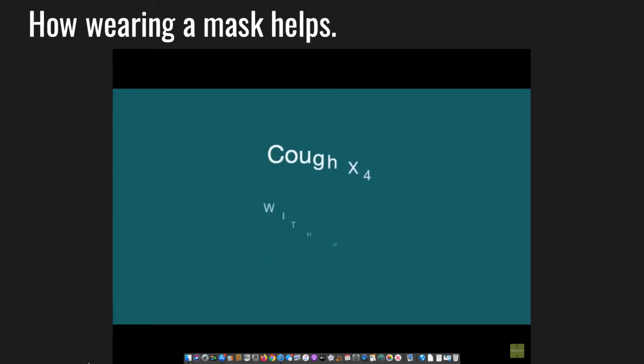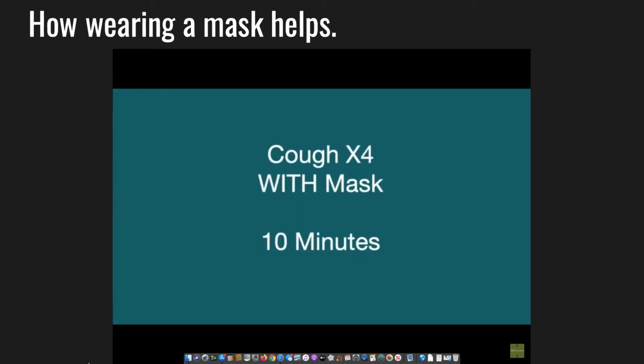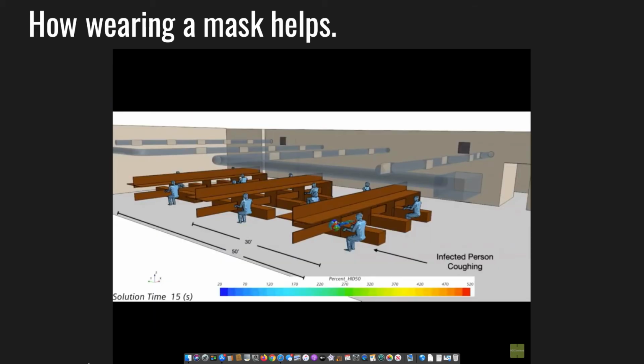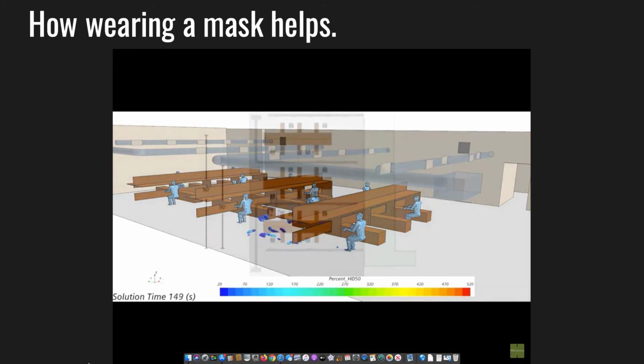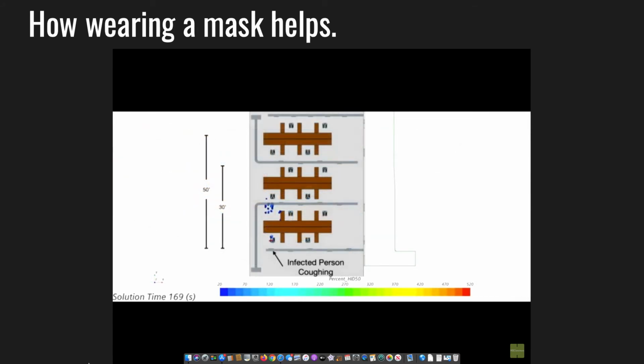So the next logical step was to model a masked infected person in our office to first determine if we had an issue, and then secondly, begin to consider architectural mitigations. In this second animation, we've modeled our infected individual coughing 4 times in the same 10-minute period. The first notable thing here is that compared to the last rendering, the red cloud, which is 5 times the human infectious dose, instead of being transported 30 feet across the studio, is almost completely contained to the immediate workstation.